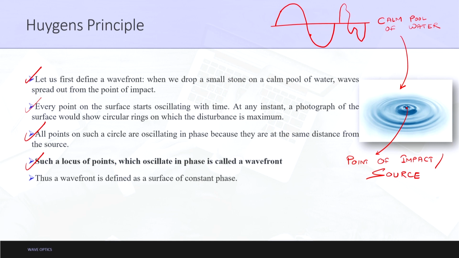Thus, a wavefront is defined as a surface of constant phase. Why is it constant phase? Because they are at the same distance from the source. Any point which is at the same distance from the source will be oscillating in phase, and hence the locus of such points is nothing but a wavefront. So, this slide was just to explain the basic definition of a wavefront.